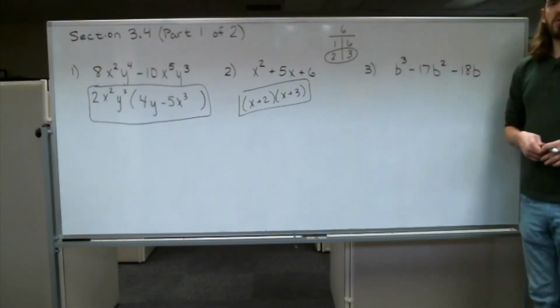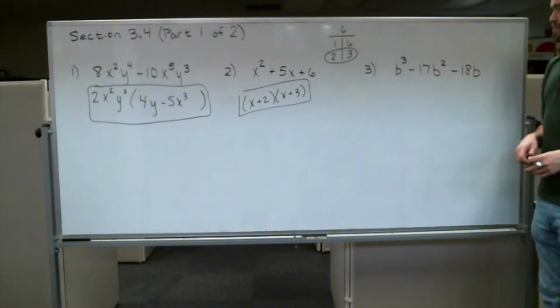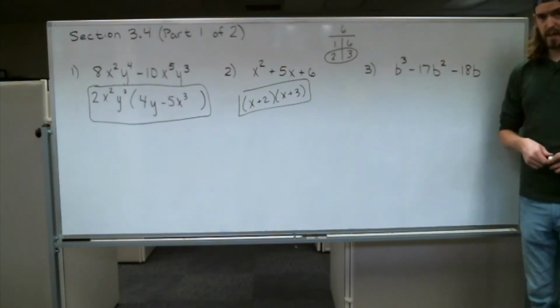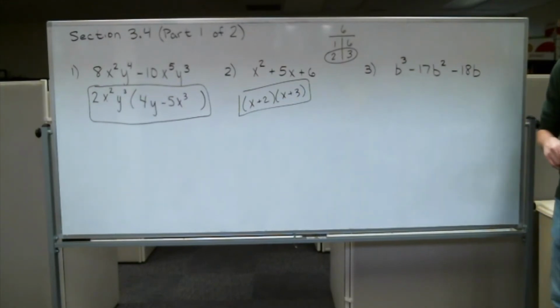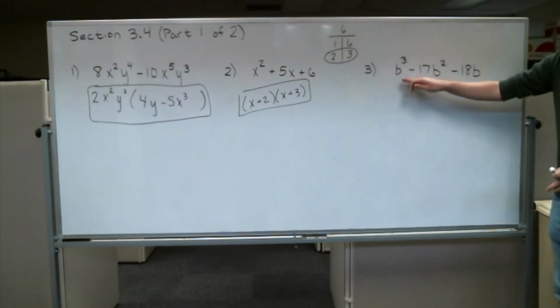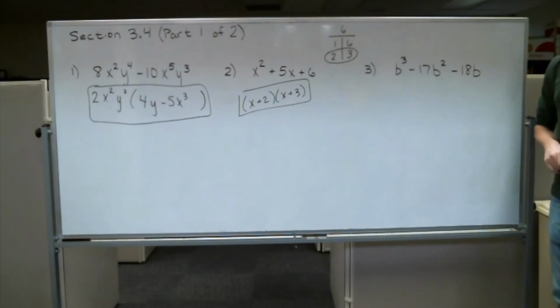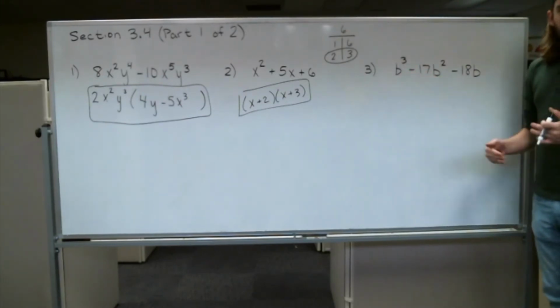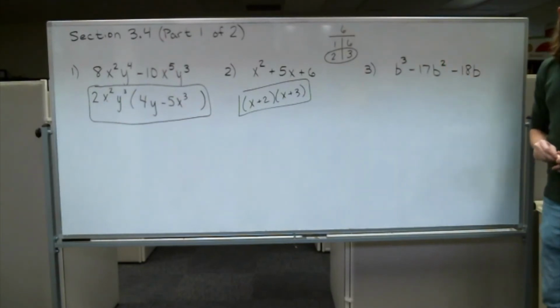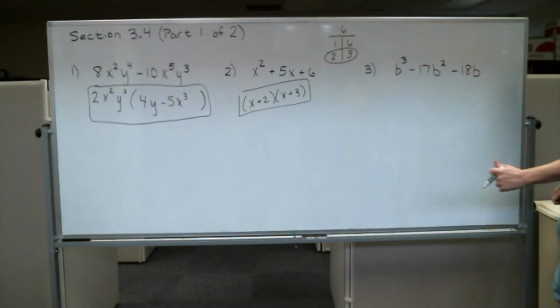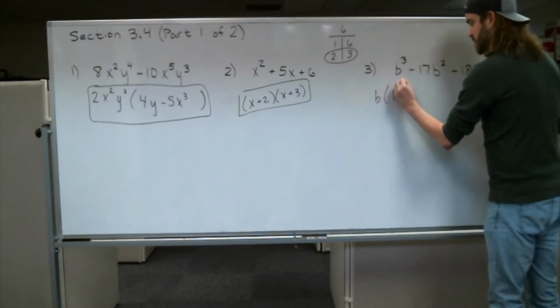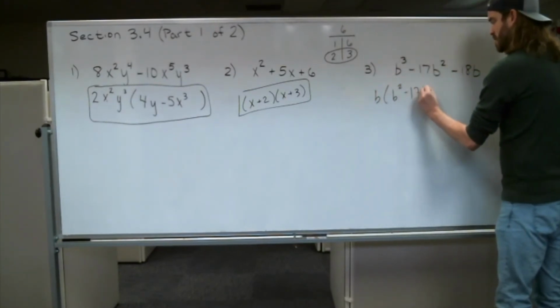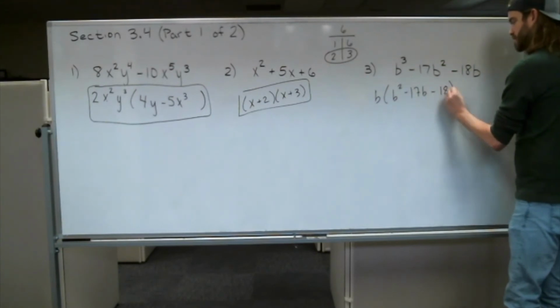Our final example for this part is b cubed minus 17b squared minus 18b. Now remember that the first thing that we need to do is check for a greatest common factor. And if you look, there is something that we can pull out of all of these. Also, we can't use simple factoring on this yet because it's b cubed. We're only working with quadratic trinomials. So the first thing we want to do is pull out a b, and that's going to leave us with b squared minus 17b minus 18.